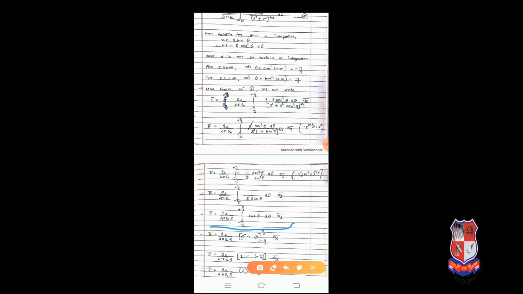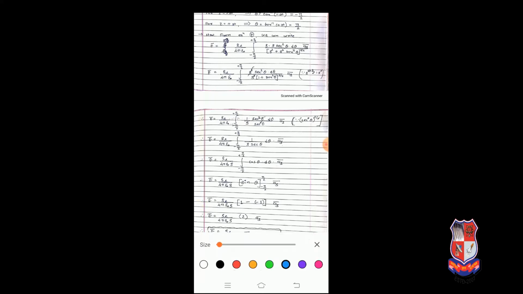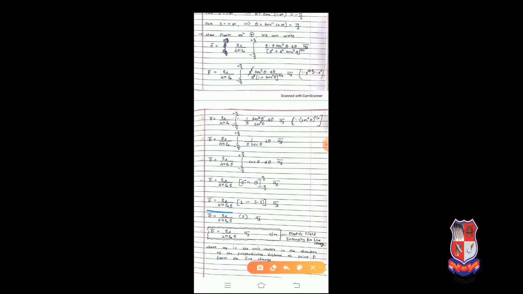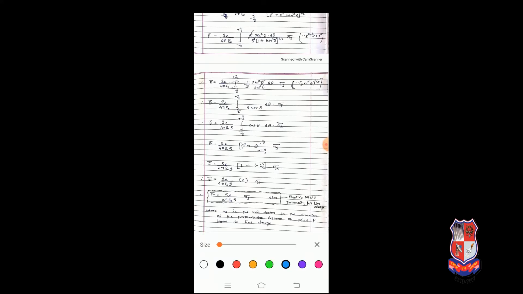Now we know that the integration of cos theta is equal to sin theta. So sin theta from minus pi by 2 to pi by 2. First we are taking the pi by 2 term and second minus pi by 2. So we can write vector E is equal to rho L divided by 4 pi epsilon 0 into rho. Now sin pi by 2 is equal to 1 and sin minus pi by 2 is equal to minus 1. So we can write 1 minus minus 1. So vector E is equal to rho L divided by 4 pi epsilon 0 rho into 2.